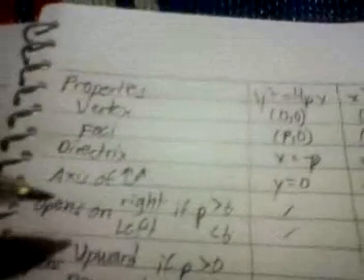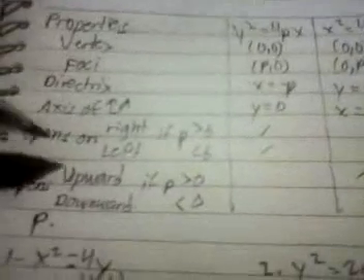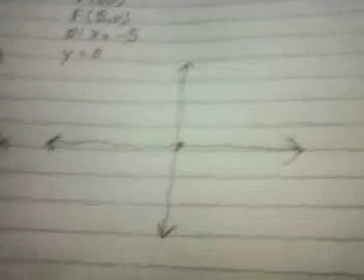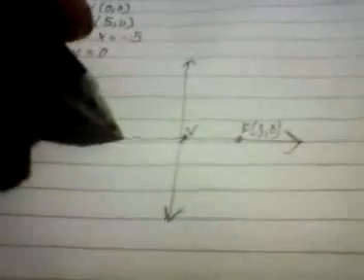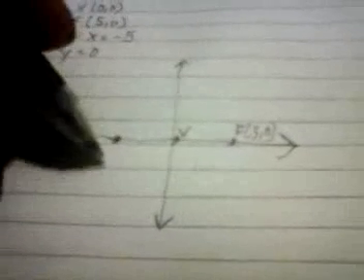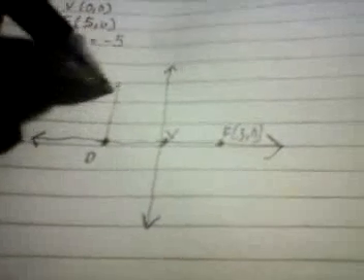Now, since it is y squared, we will use the left and right opening. Since it is greater than 5 also, we will use the right. Our vertex is the origin, and our foci would be here, together with our directrix, which is x equals negative 5. So let's graph it.